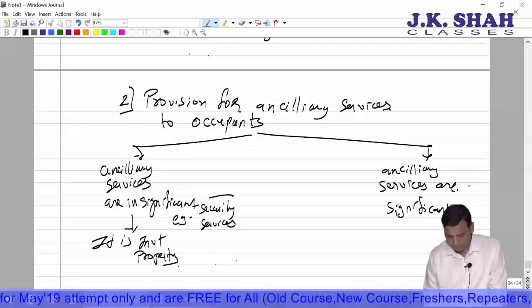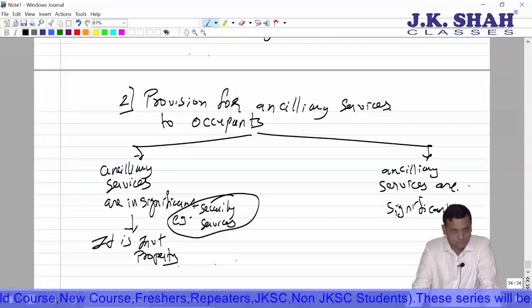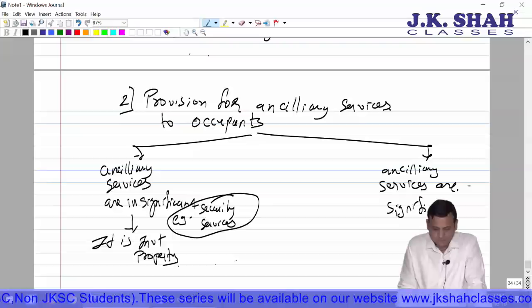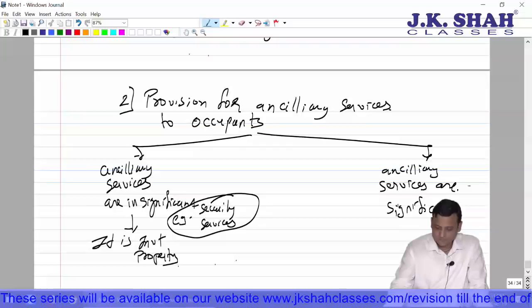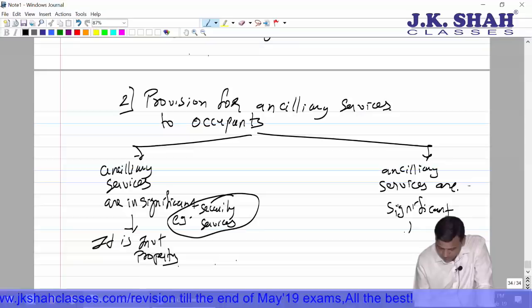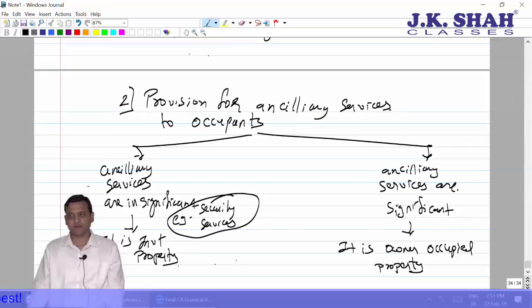But should I proceed? Now, if the ancillary services are significant, then it is owner-occupied property. I have a hotel. Are you listening? I have a hotel.